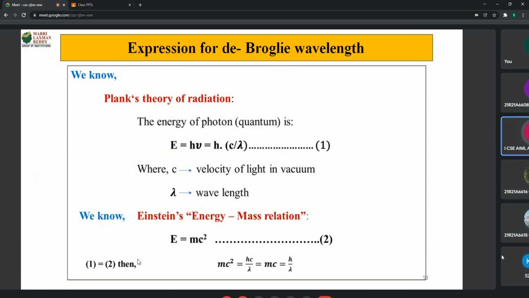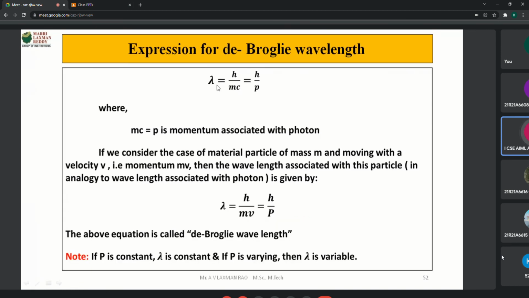If 1 equals 2, the terms on the right can also be equated. When the right terms are equated, we can write lambda equal to this. For a moving particle of mass m, that is nothing but lambda equal to h by mv, or h by p. Lambda is called the de Broglie wavelength.